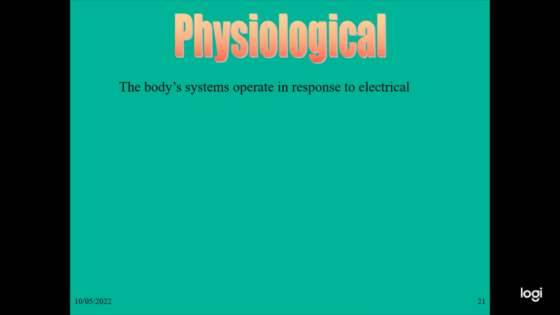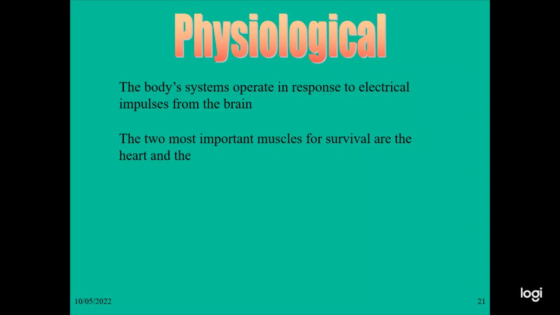The body system operates in response to electrical impulses from the brain. The two most important muscles for survival are the heart and the diaphragm, both located in the chest. The path of the electrical current through the body is important. How much current can the body handle?